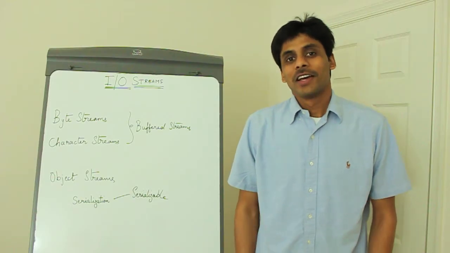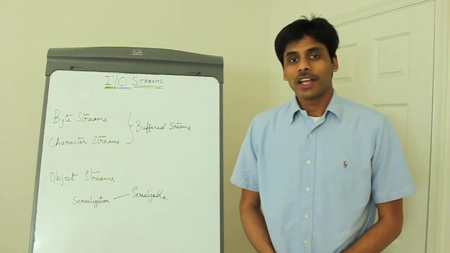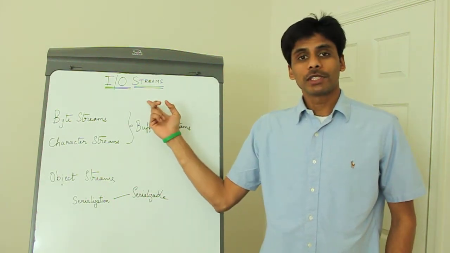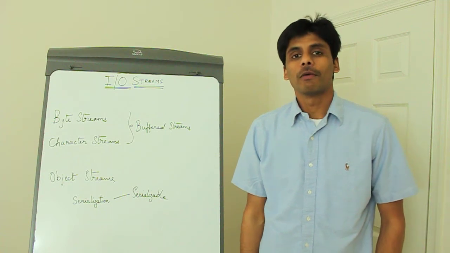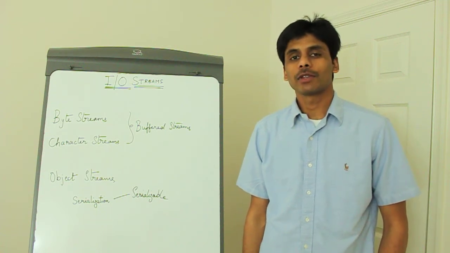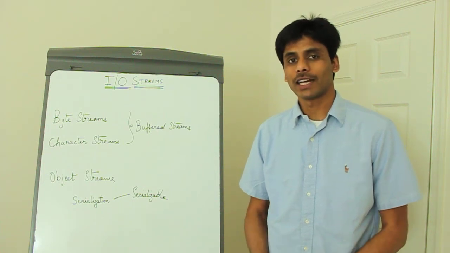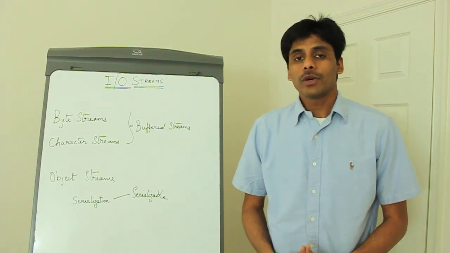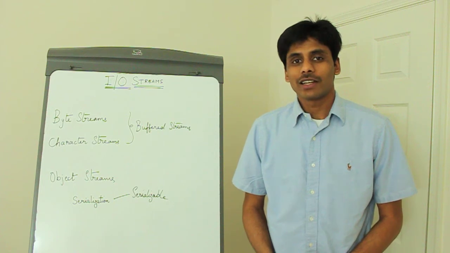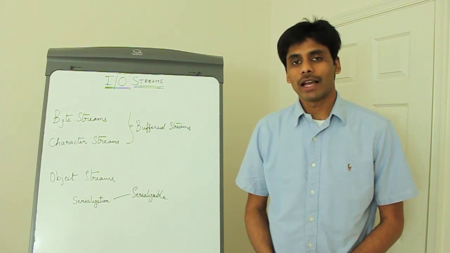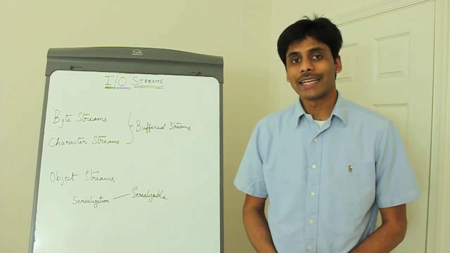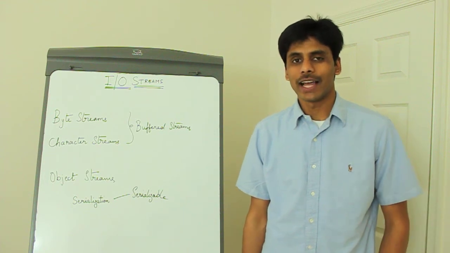Hello. The topic for today's presentation is Java input-output streams. By the end of it, you should know what a stream is, the different types of streams and classes that are available in Java to write the different types of data, and also the process of serialization and how you can mark your Java classes so that the instances of these classes can be serialized.